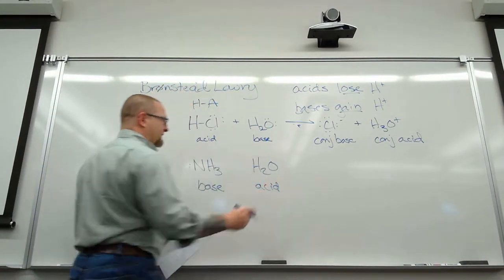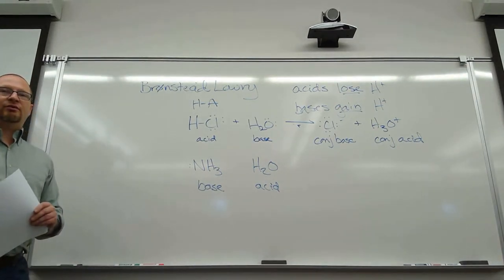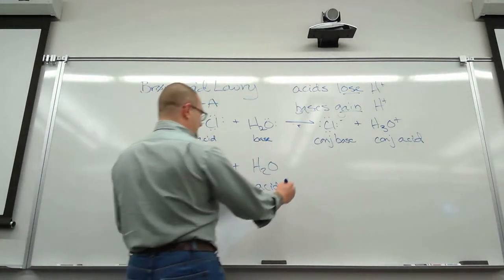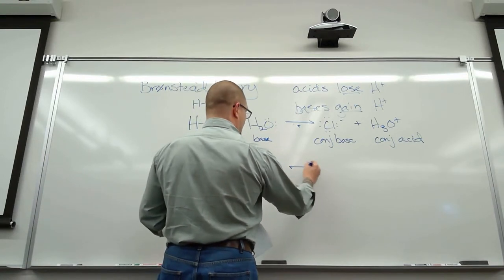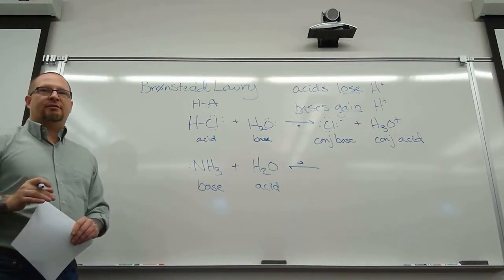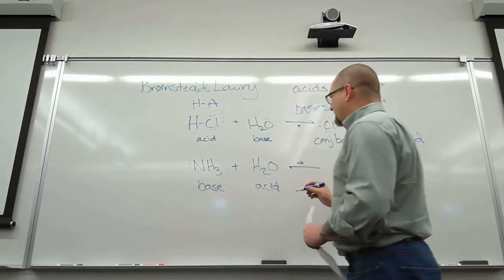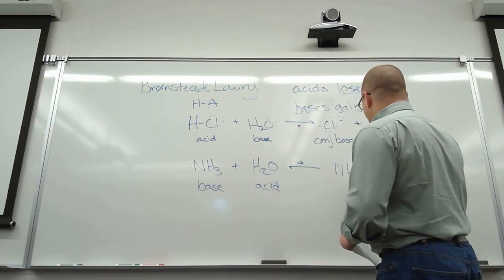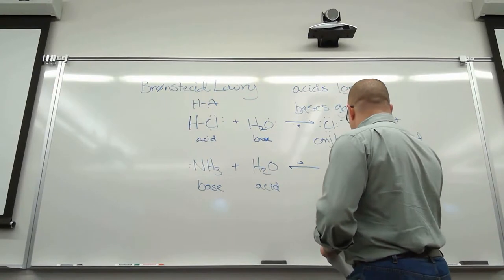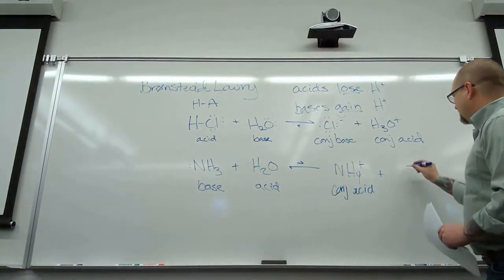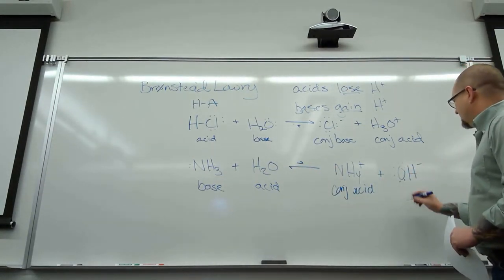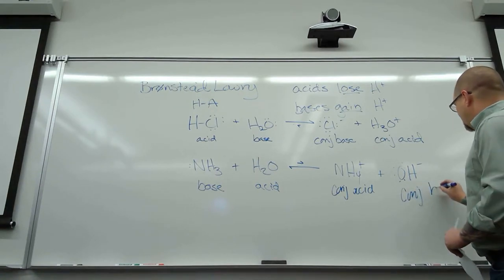But in this case, water will act as the acid because of the differences in their relative pKa's. And this is going to favor reactants. We're going to get into why this happens, but if we were to draw this in, ammonia, if it were to accept a proton, would become ammonium. This would be the conjugate acid. And the water would lose the proton because it's donating its proton, becoming hydroxide, which is our conjugate base.